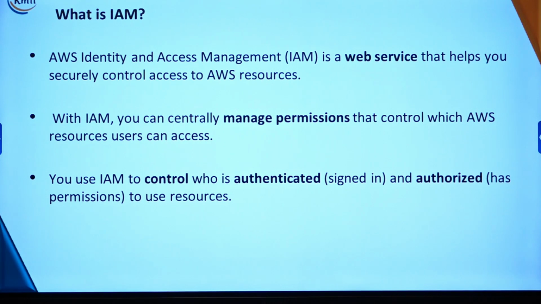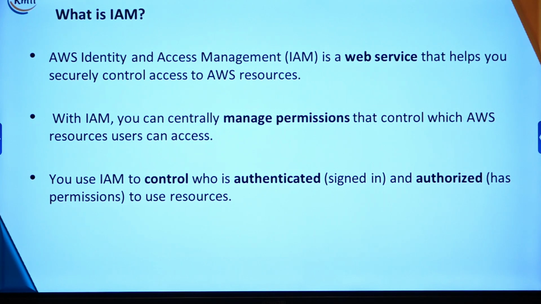It is a web service that helps you securely control the access to AWS resources. With IAM you can manage permissions that control which AWS resources users can use. Means we are going to create some separate users who will access the AWS account of a main user. Generally when we create an AWS account, a main root user will be there who has access to all the resources and all the services available on AWS.